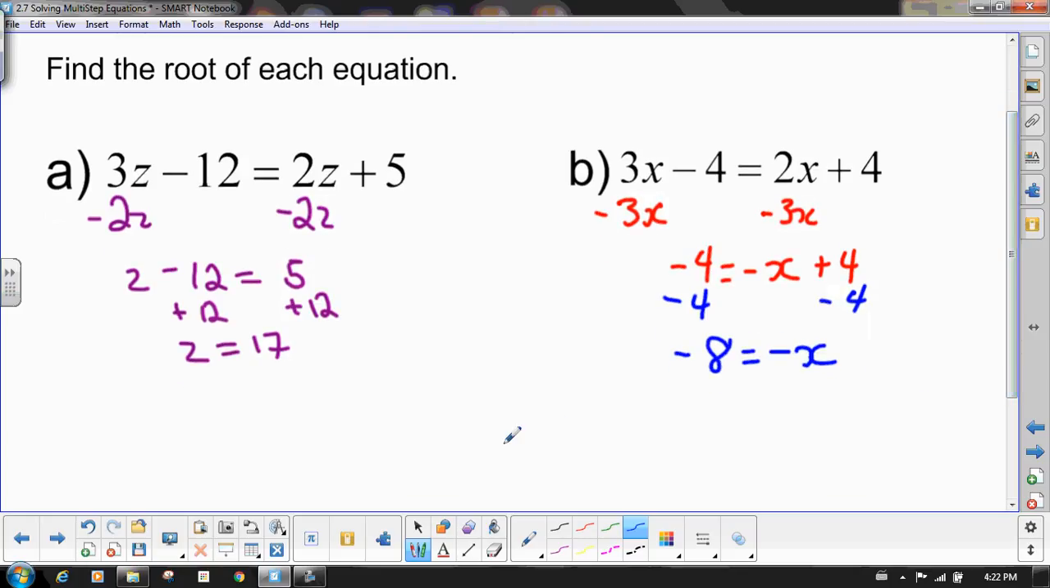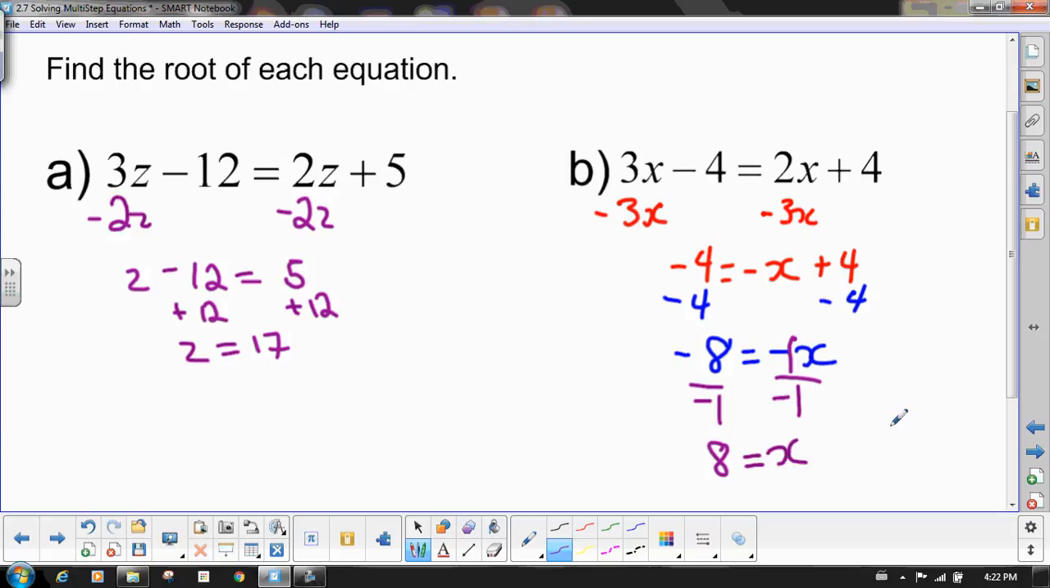So we have a little problem. We don't want negative x as our answer. We want to have positive x. So remember, we've talked about before, there's like a 1 right here. So mathematically, to get rid of that negative 1, we're going to divide both sides by negative 1. So 8 is equal to x.